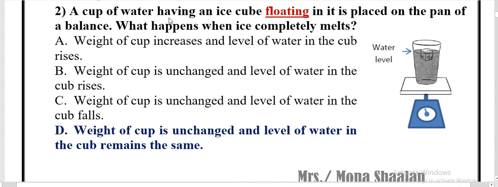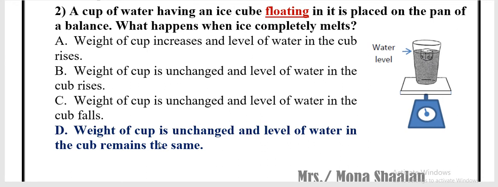Question number 2. A cup of water having an ice cube floating in it is placed on a pan of balance. What happens when the ice completely melts? The key word here is floating. When an object floats, its weight will equal the buoyant force. So if the weight doesn't change, the buoyant force will be the same.